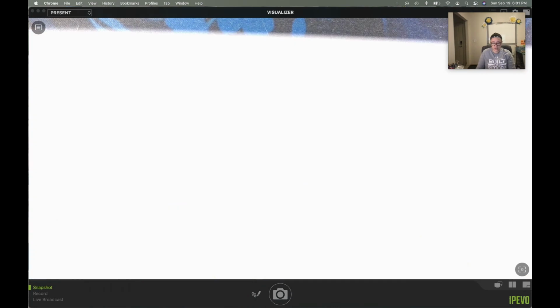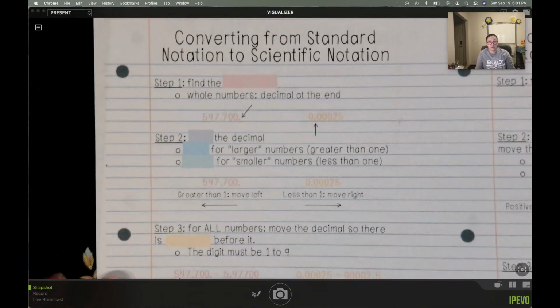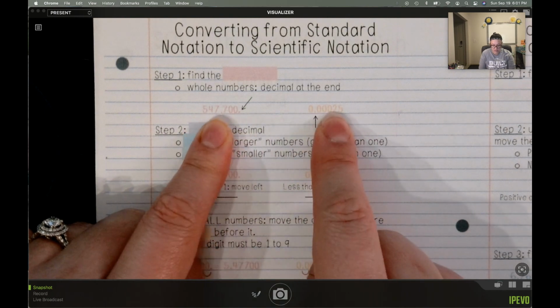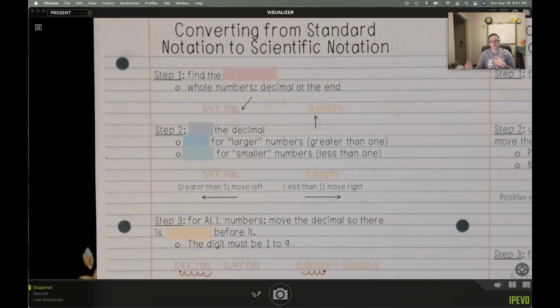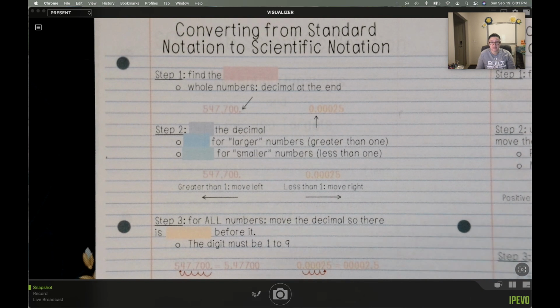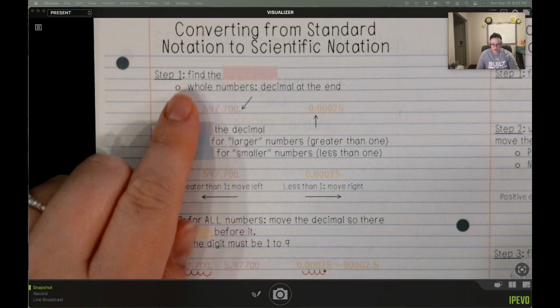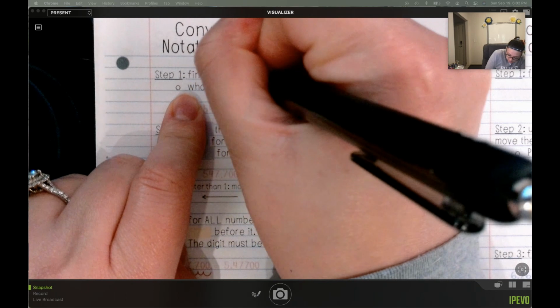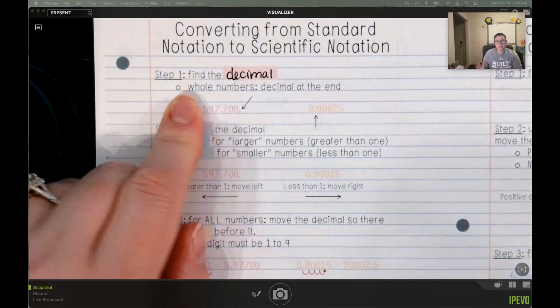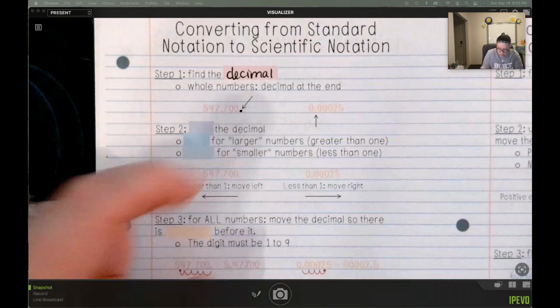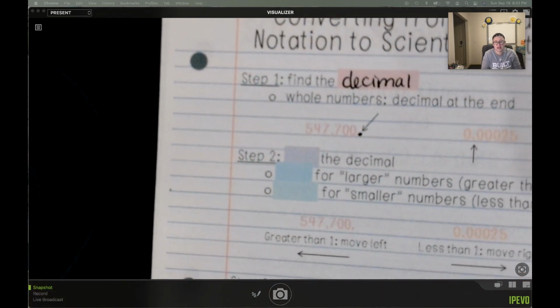So let's go on and do some practice problems where we're converting back and forth between standard notation, where we see the really big numbers and decimals, and scientific notation, where we see some number times 10 to an exponent. All right, so when we're converting from standard, the normal way, to scientific notation, the first thing we need to do is find the decimal. We're not always going to see the decimal, because math people don't always write it, especially if we don't have to.